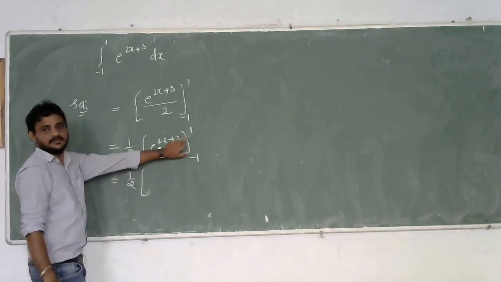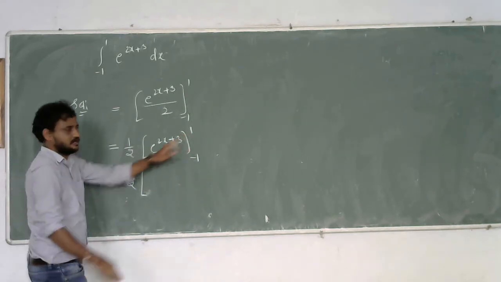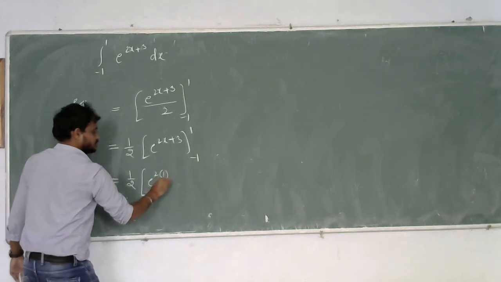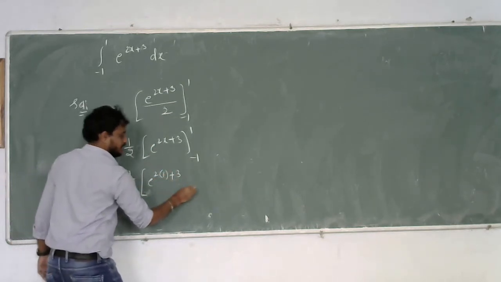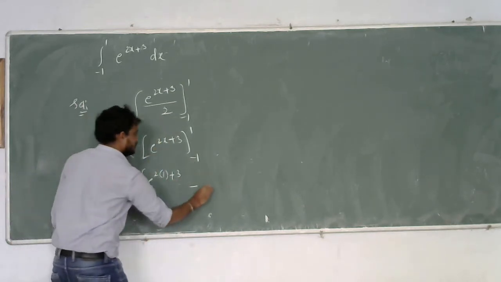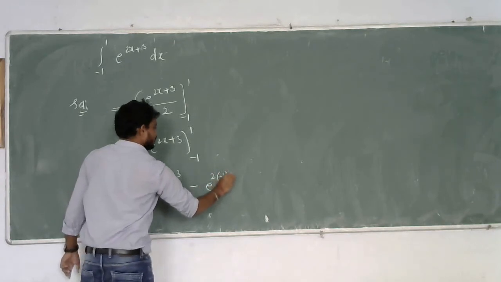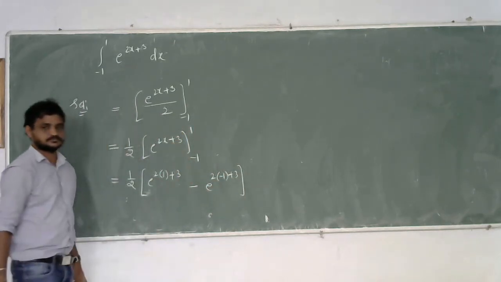First apply the upper limit. So what is the upper limit? It is plus 1, in place of x. So 2 into 1 plus 3, minus the lower limit, that is minus 1, so 2 into minus 1 plus 3.